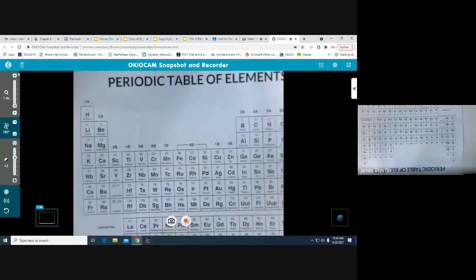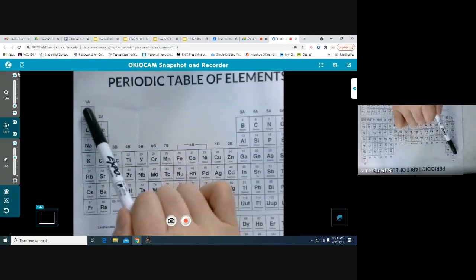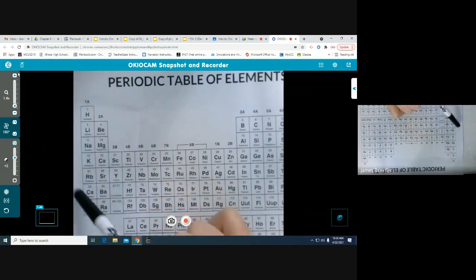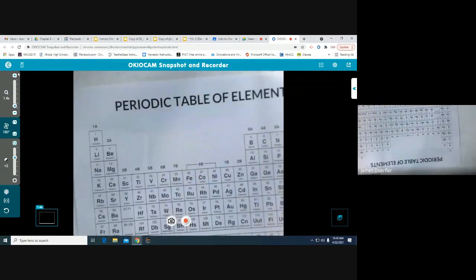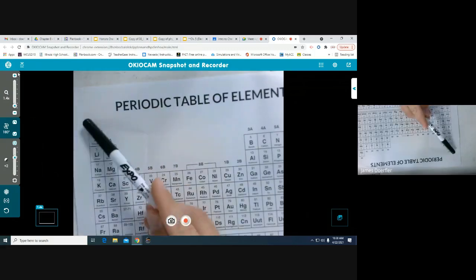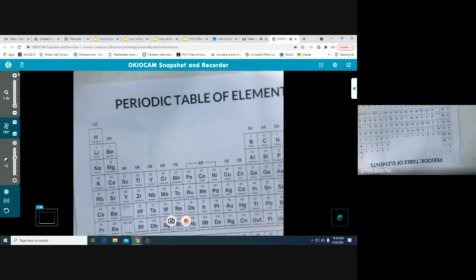So another way that we can determine the number of valence electrons for an element is this. You look at this first row right here. See where I'm at here? What number do I have above that column? 1. The elements in that column have 1 valence electron. So if you want to put the number 1 here, go ahead.